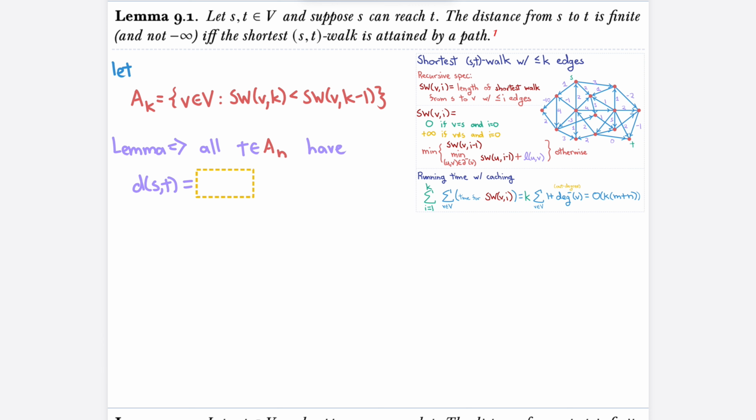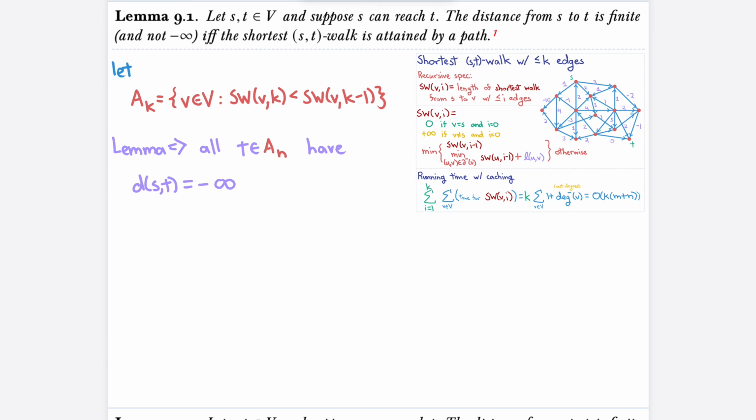If it's finite, it shouldn't be improving anymore, right? So certainly all of these in set A sub n definitely have negative infinity. As soon as one goes down, it's negative infinity, since it shouldn't have gone down if it was finite. That's all just reading off the recursive spec. What do these values tell you? n minus 1 edges, n edges.